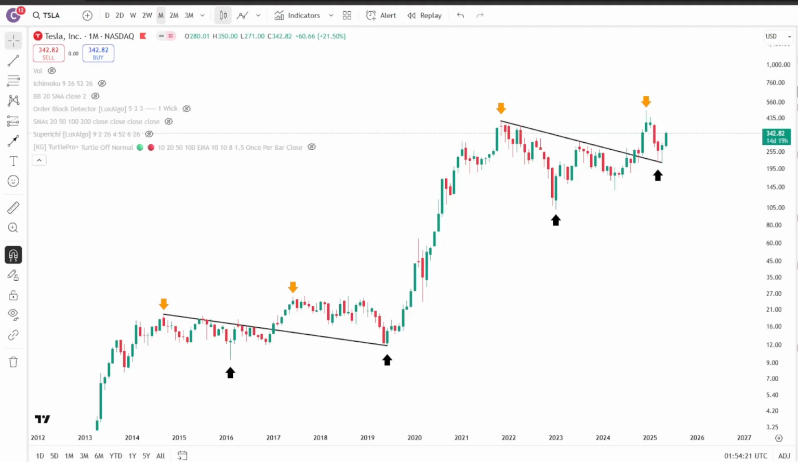I'm going to do a video, and I'm going to go as quick as I can. I'll talk about Tesla, talk about Nvidia, and then compare the two. This is the monthly chart of Tesla.